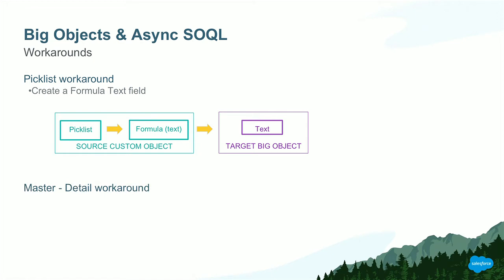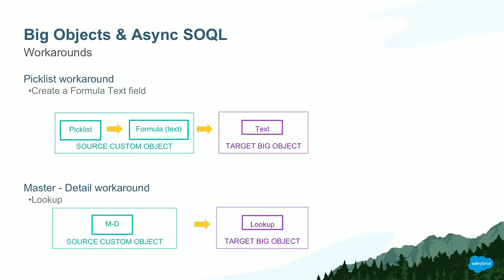And if you have master details, don't worry at all, because you can just copy the ID from the master detail custom object field to a lookup field in the big object. Okay.